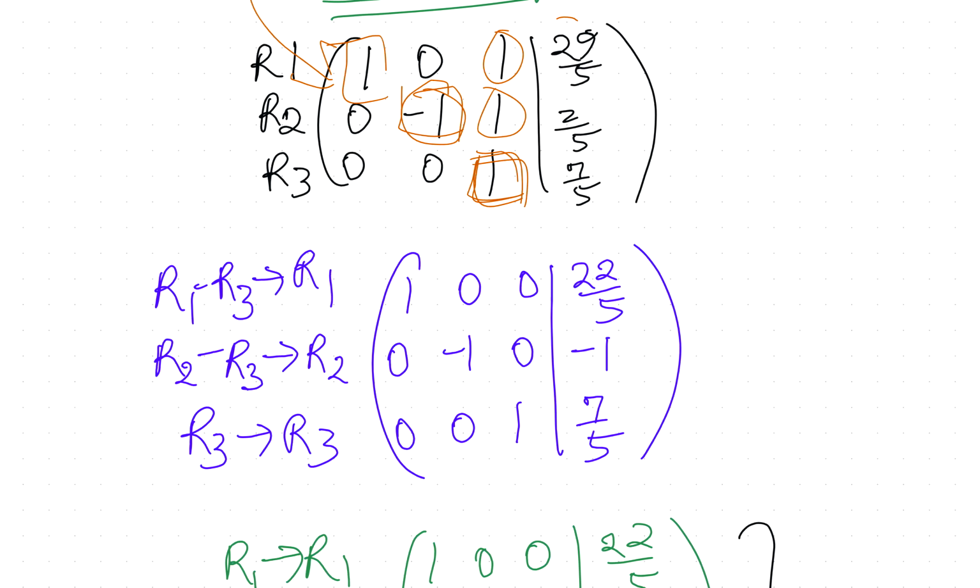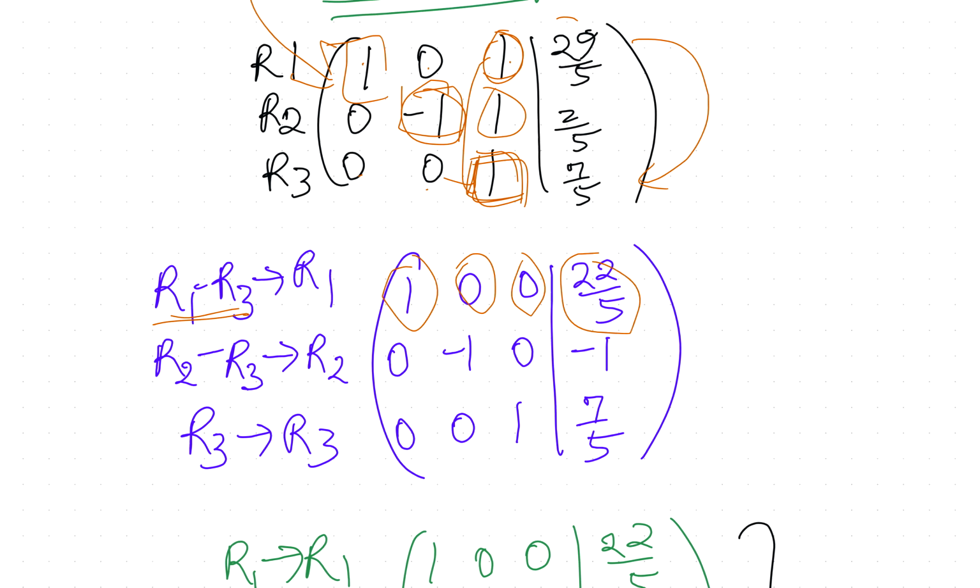So the new row 1 can be the old row 1 minus the old row 3. So that is old row 1 minus the old row 3. So that is, of course, 1 minus 0, that's 1. 0 minus 0, that's 0. Then 1 minus 1, that is 0 up here. And then 29 over 5 minus 7 over 5, we just saw something close to that. That's 22 over 5.